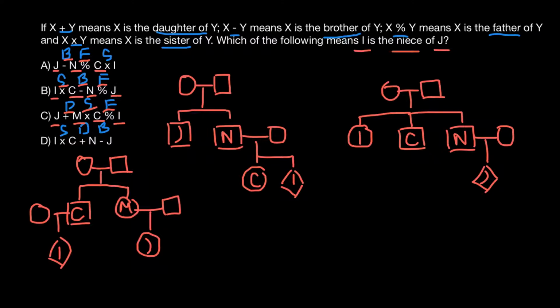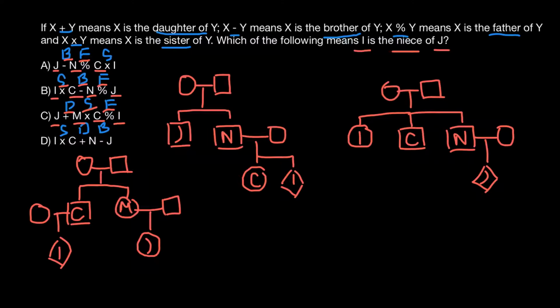So now we have a full pedigree. Again, which of the following means that I is a niece of J? As you see, I, whose sex is not specified, would be a cousin of J and is not going to be a niece of J. So this is also a wrong variant of the answer.